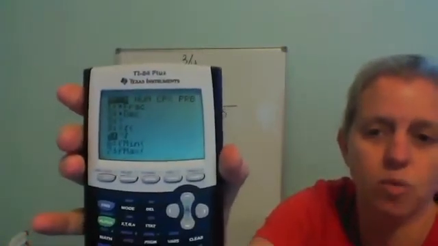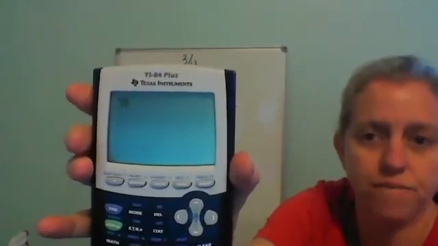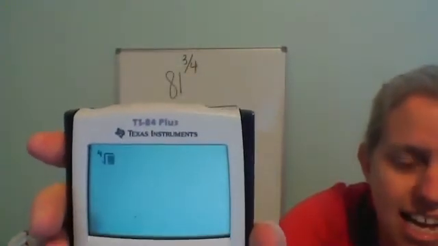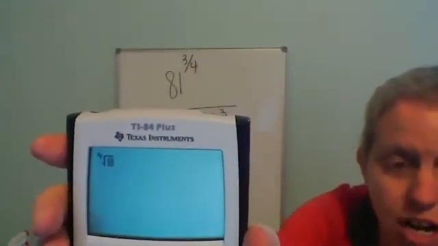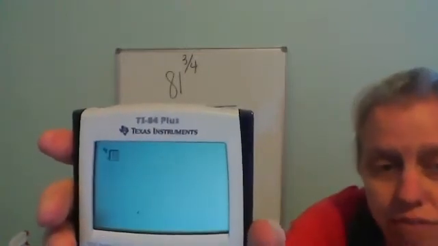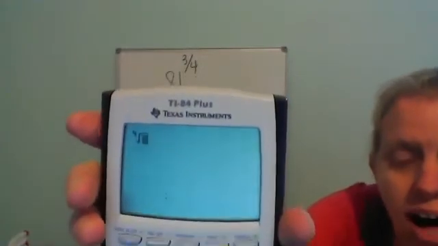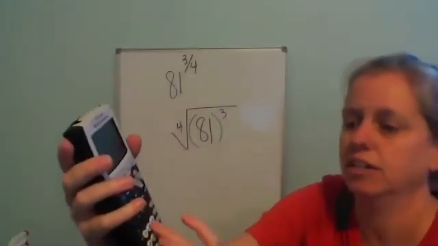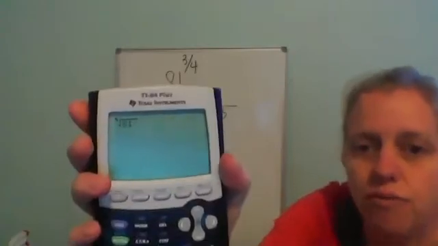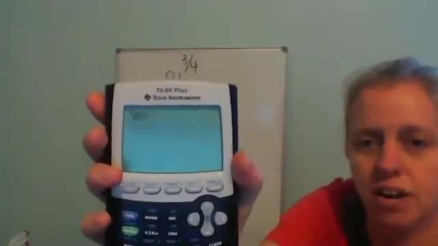So look what it's going to do. It's going to put that 4 in that little house, because I already told it I wanted that X to be a 4. So I want to type in the 4th root. Now I want to put the 81 underneath there. So 4th root of 81 and hit enter.